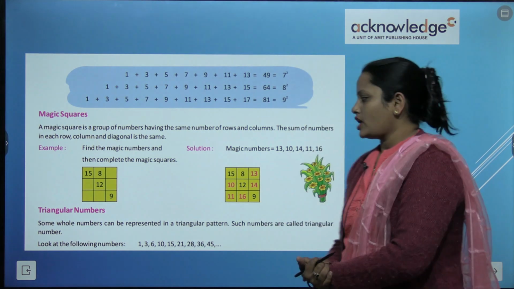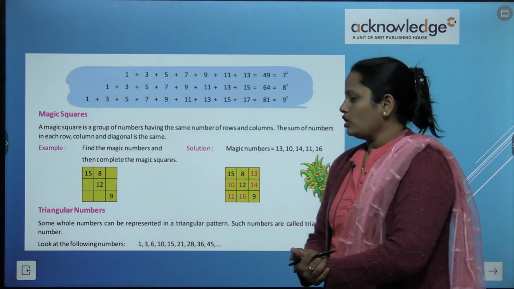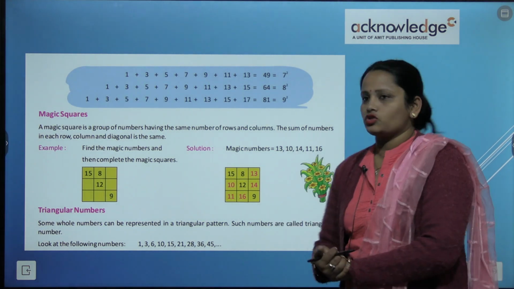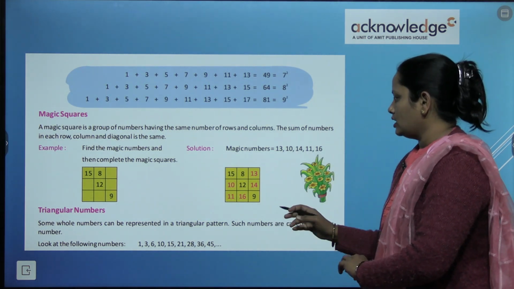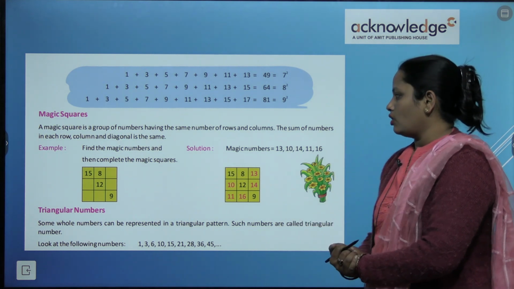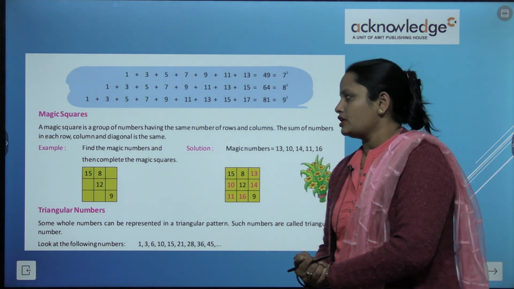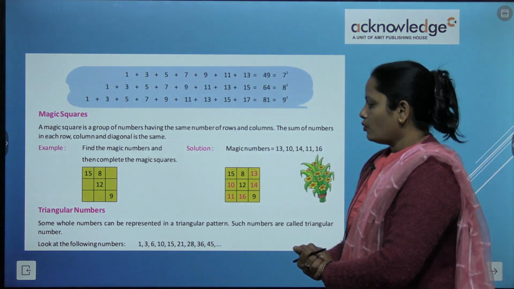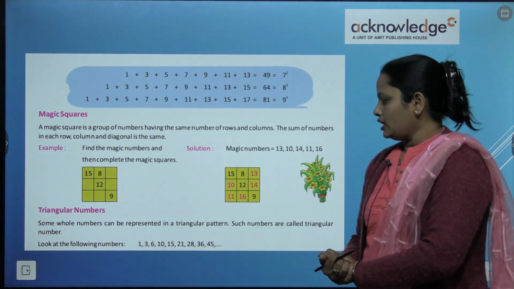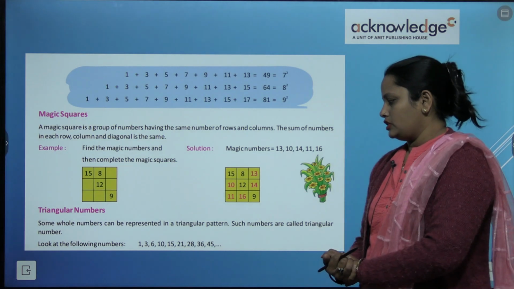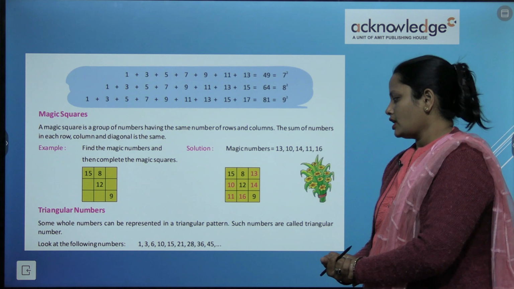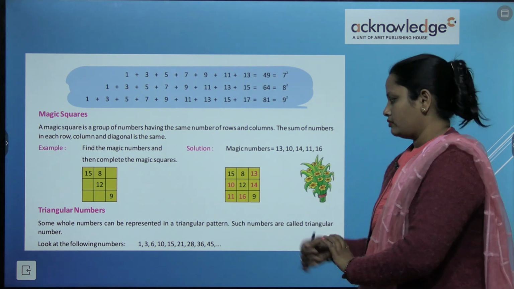Next is triangular numbers. Some whole numbers can be represented in a triangular pattern. कुछ whole numbers को हम triangular pattern में लिख सकते हैं. Such numbers are called triangular numbers. और ऐसे numbers को हम triangular numbers कहते हैं. Now look at the following numbers. 1, 3, 6, then 10, 15, 21, then 28, 36 and 45.